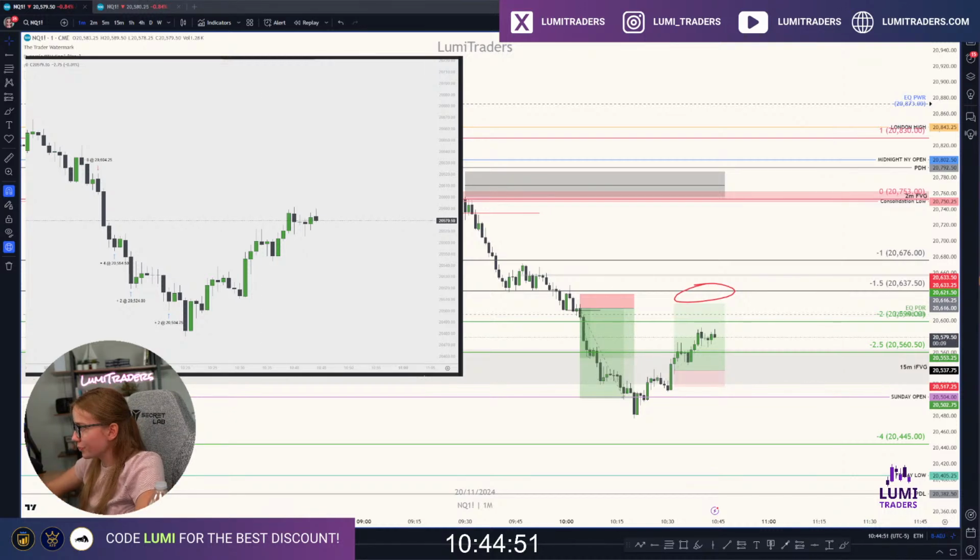So I'm not in this long, just not ready to trade against the trend, but all I can say, I anticipate to see retracement.